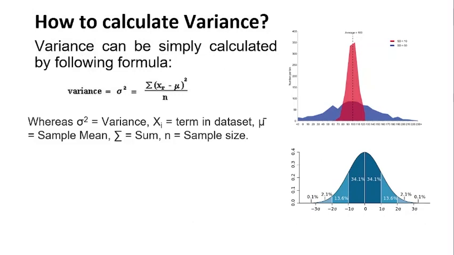How can variance be calculated? It's very simple to calculate a variance. We have this formula, and with the help of this formula, the variance can be calculated. So the x is the term in a data set, the mean, that is sample mean, the sum, and the small n is for the sample size.